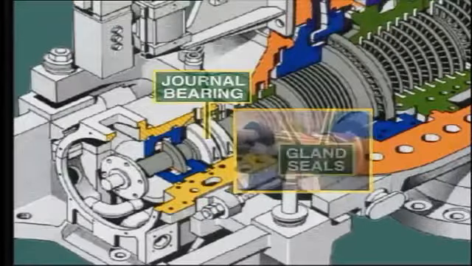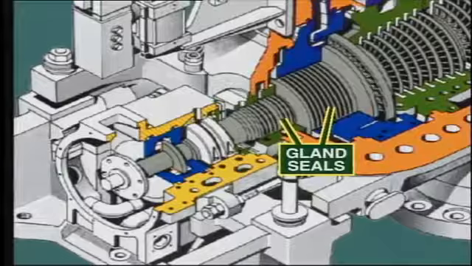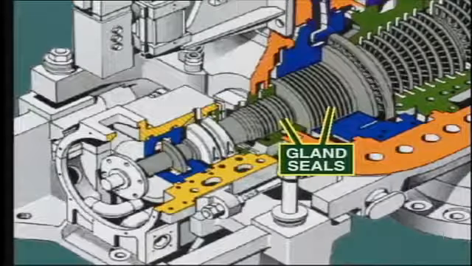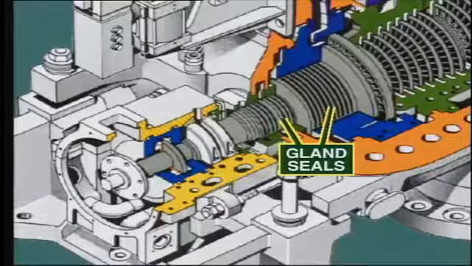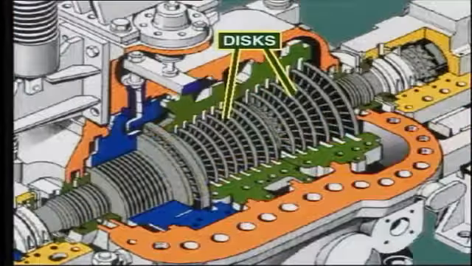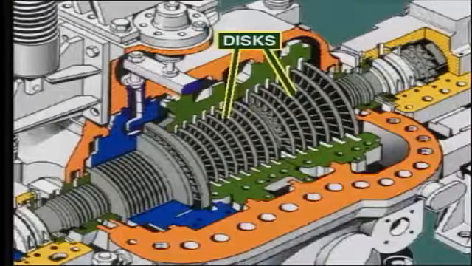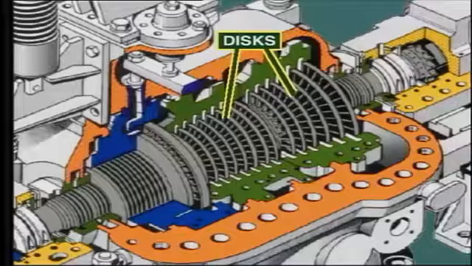Moving further along, we come to the gland seals, which are needed to reduce steam leakage along the shaft. We'll be talking about this arrangement in more detail later. We now come to the series of wheels, or discs as they are known, which extend along the length of the shaft. Blades are fitted all around the periphery of the discs and are held firmly in place at the roots. On many machines, further support is provided by fitting rings or shrouds around the outside of the blading.